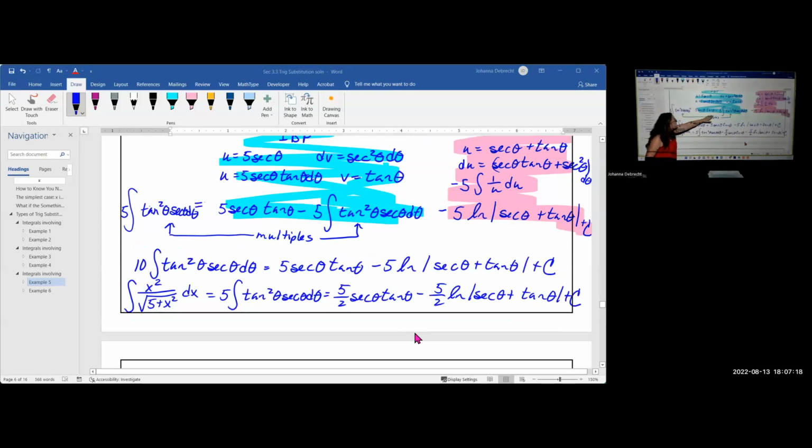So I move this one from the right side to the left side, which gives me 10 of them. And that leaves 5 secant theta tangent theta minus 5 natural log absolute value of secant plus tangent plus the constant of integration. Now that's 10 of those integrals, which is double the one I started with. So which was 5 of those. So I just divide the right side by 2, and then I have my value for the integral in terms of theta. We are still not done.